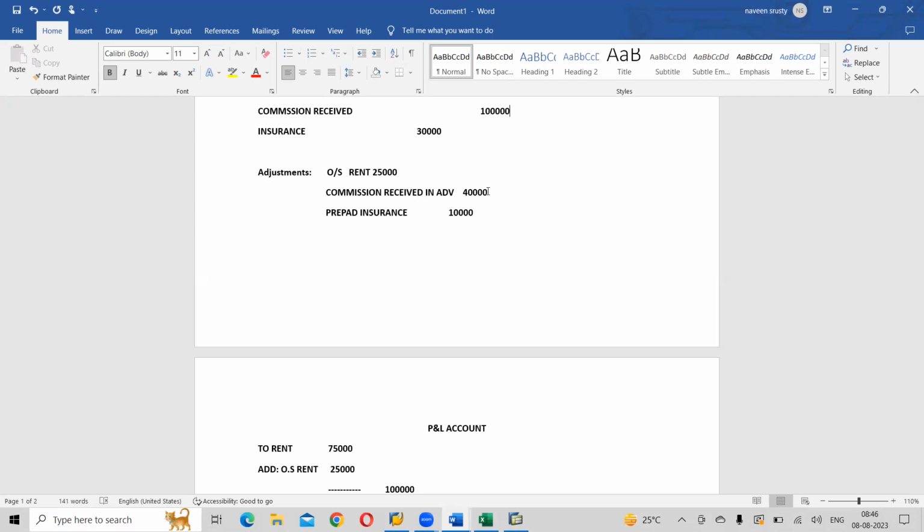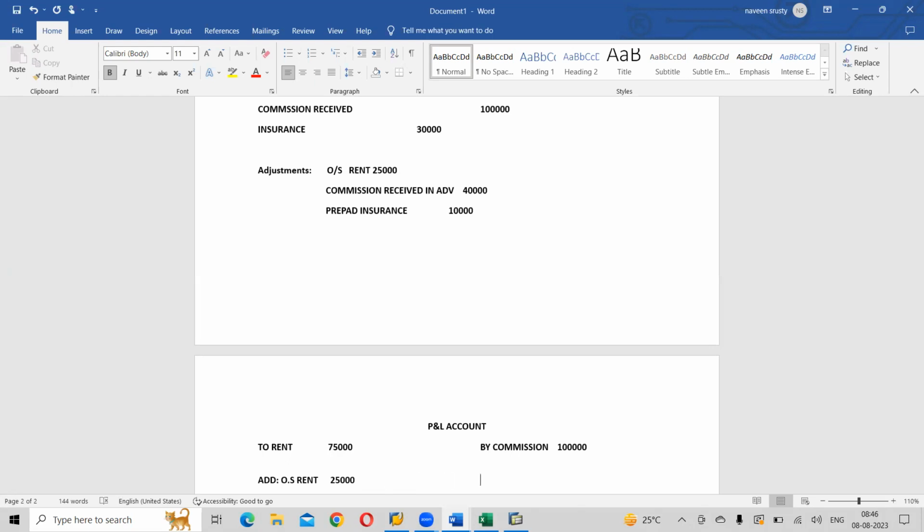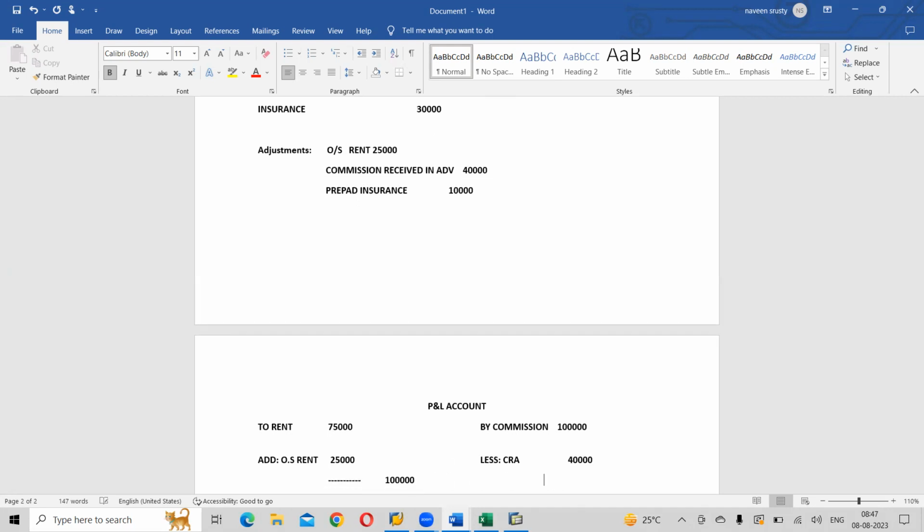We need to show only current year expenses or income. Then what is the current year commission? 60,000. Then what do we need to do with this 40,000 in the accounting treatment? We need to subtract. So here we will write it as by commission; in the inner column we will take 1 lakh. Next, less commission received in advance, 40,000. What was the total current year income? 60,000.